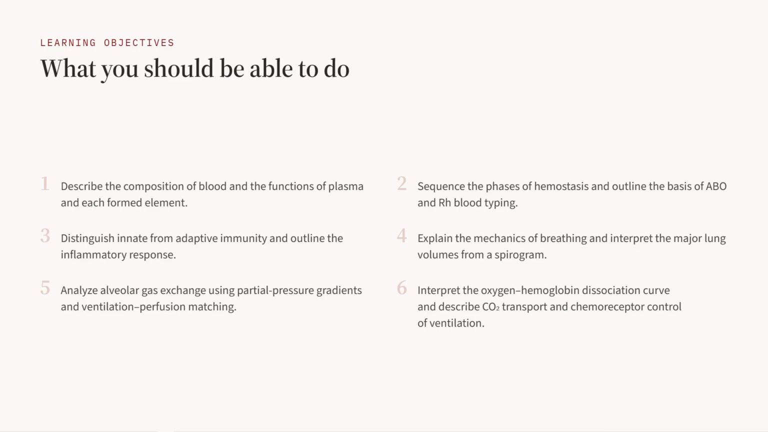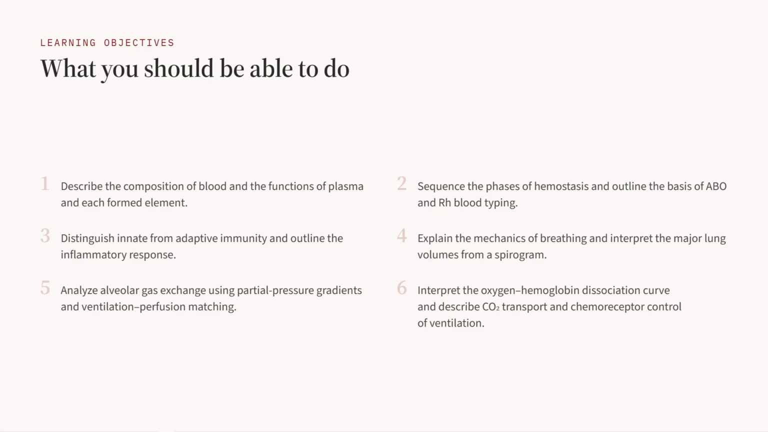Here's what you should be able to do by the end of this lecture. First, describe what blood is made of and what each part does. Second, walk through how bleeding is stopped and how blood types are determined. Third, tell the difference between our two arms of immunity and describe inflammation.